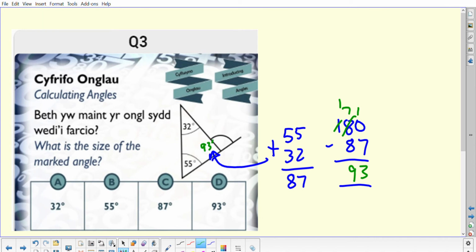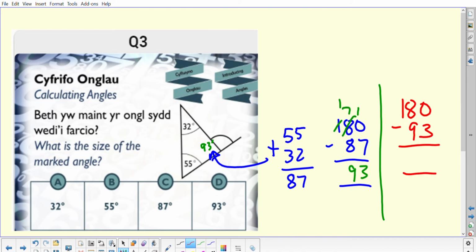And then of course you are then going to use your property of these two angles, that 93 and the one that we're looking for are next to each other on a straight line, so they're making a straight angle there. So if you do 180 take away 93, you'll be able to work out the missing angle. So we would have 87 is the size that we would be looking for, which would be answer C.